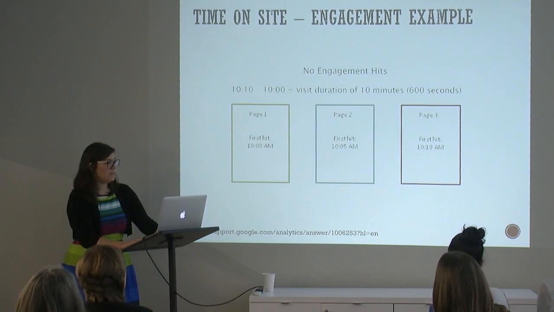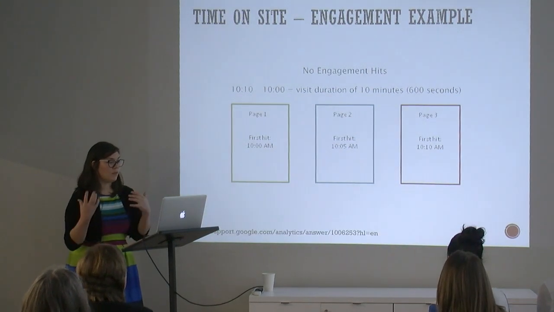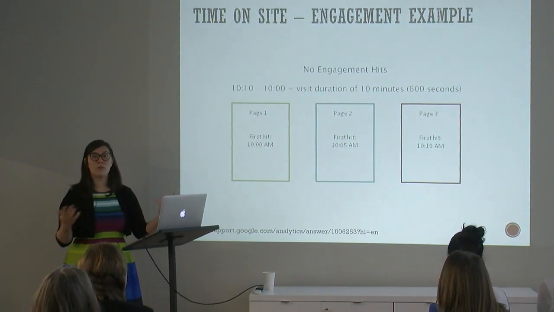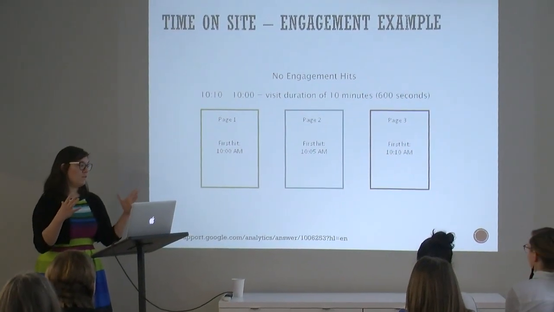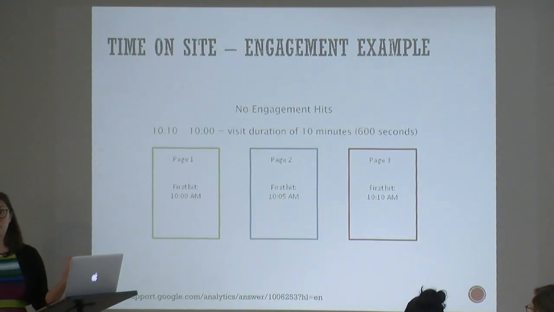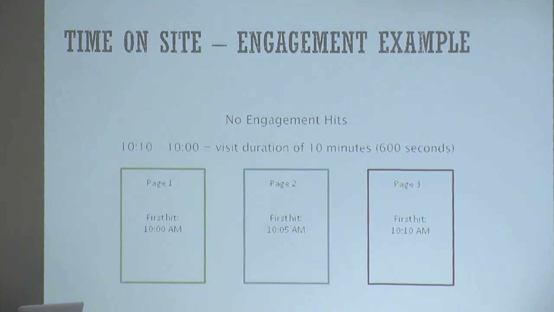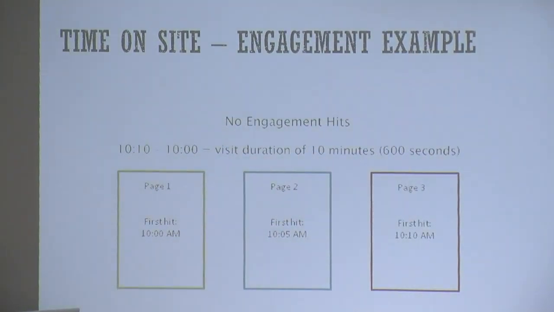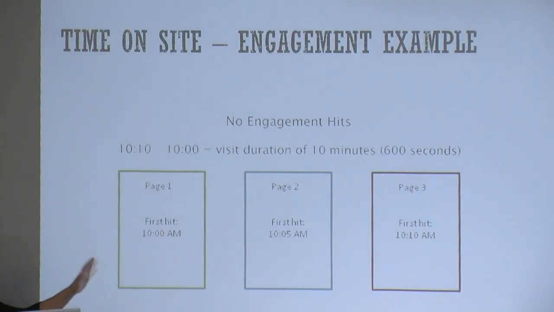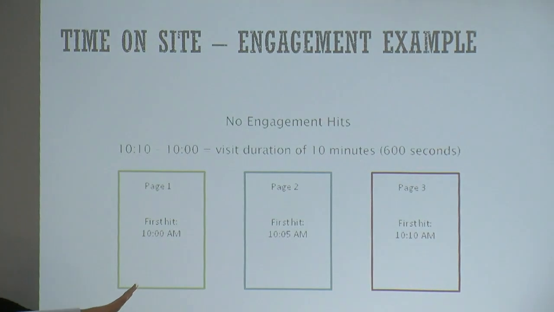So we're going to look at a time on site engagement example. Now, I went ahead and took some of these examples from other websites because I felt like their visual displays of these were really good, and why reinvent the wheel. So this is an example of how Google Analytics would calculate time on site for a website that had no engagement hits. Say you just added the UA code to the website, right? This visit would have a duration of 10 minutes because you have no other hit happening on that last page.